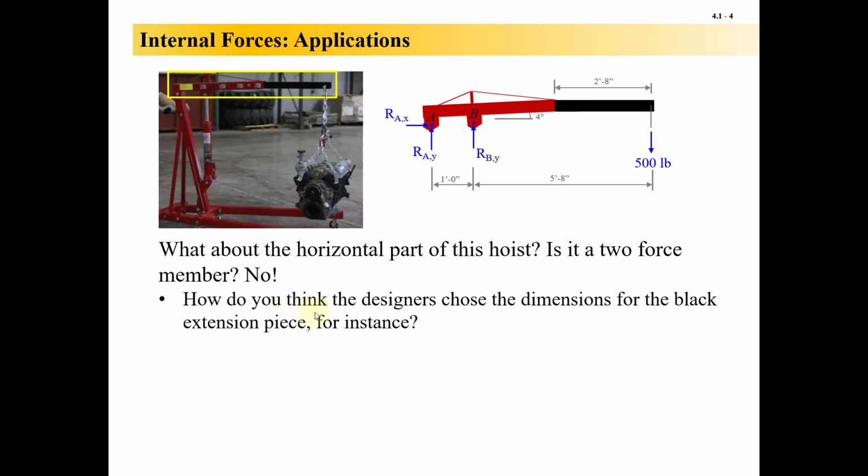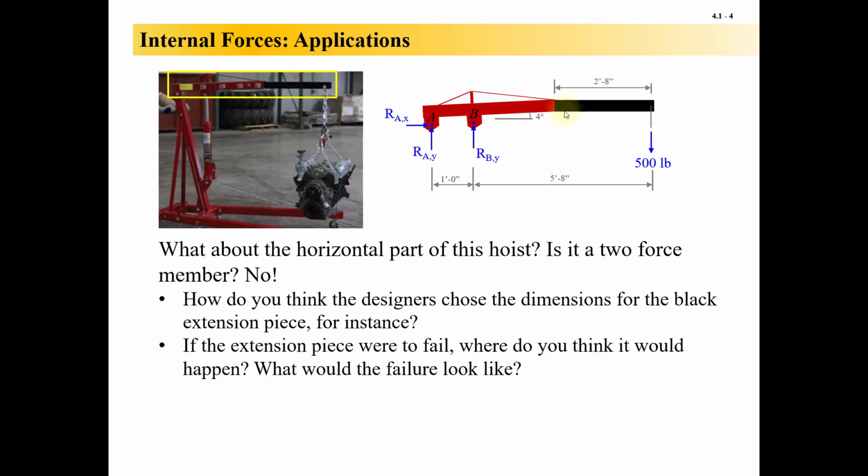And what I'm asking here is, how do you think the designers chose the dimensions for the black extension piece? For instance, how thick was it? How tall and how wide? How thick was the material it was made out of? Those are all decisions that had to be made by an engineer. And it comes straight out of these internal forces, internal actions that we're going to be learning how to calculate in this lesson.